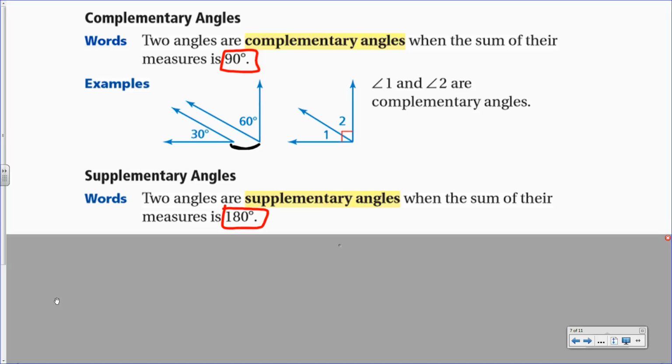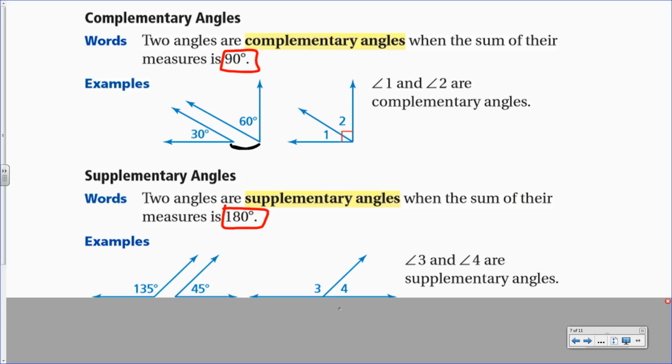One way I like to remember this is complementary. It is right to give a complement, so it makes a right angle. And supplementary is 180, which is a straight line. So supplementary and straight both start with an S. And here are some pictures of supplementary.